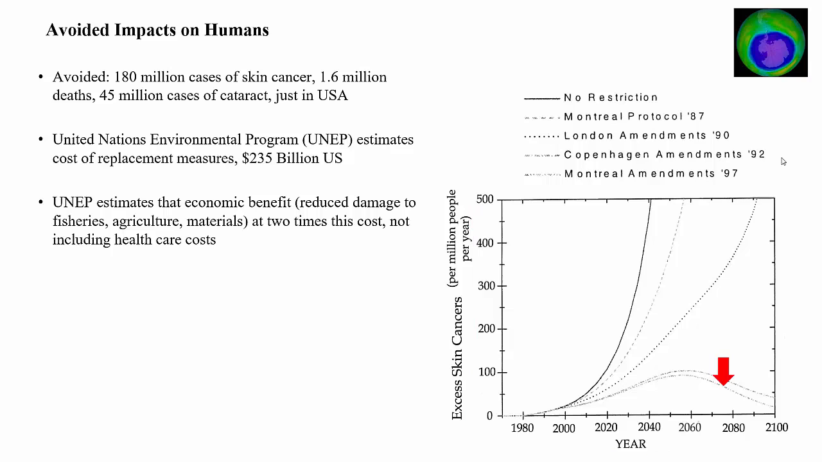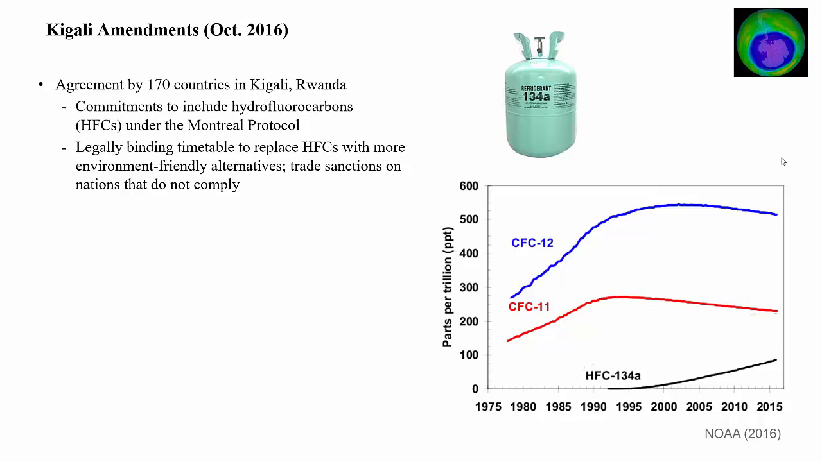This is normally where the lecture ends, but I have a very recent update. In October 2016, just a few months ago, at least when this video was recorded, there was another meeting of the nations under the Montreal Protocol, this time in Kigali, Rwanda. 170 nations made commitments to phase out hydrofluorocarbons, HFCs, under the Montreal Protocol, and they agreed to a legally binding timetable to replace HFCs with more environmentally friendly alternatives, and agreed to trade sanctions on nations that do not comply.